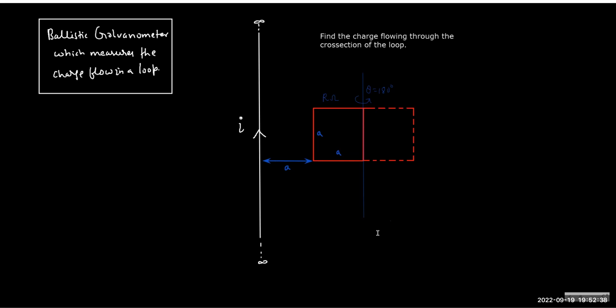Yes, tell me. Sir, mu naught I by 2 pi r ln 4 by 3. So the flux will add or subtract. What did you do? Sir, we are calculating the change in flux. The change will be like it is getting added or subtracted. Like what you're doing. So initially, see the changing flux is how much? So final flux and initial flux.